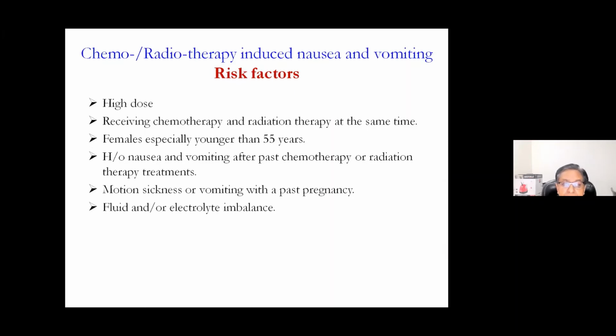But we need to remember there are certain risk factors which we can easily assess: a high dose of chemotherapeutic agents, the combination of chemoradiotherapy that is sometimes delivered to these patients, females younger than 55, patients with a history of nausea and vomiting after previous chemo or radiotherapy, motion sickness or vomiting in previous pregnancies, and associated fluid and electrolyte imbalance. So these patients are more prone, even with minimal or low emetogenic potential chemotherapy. They can have an increased incidence of chemoradiotherapy-induced nausea and vomiting.